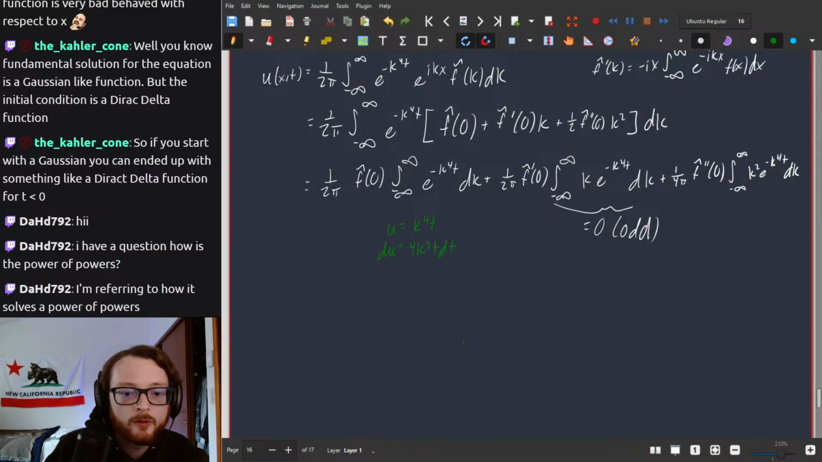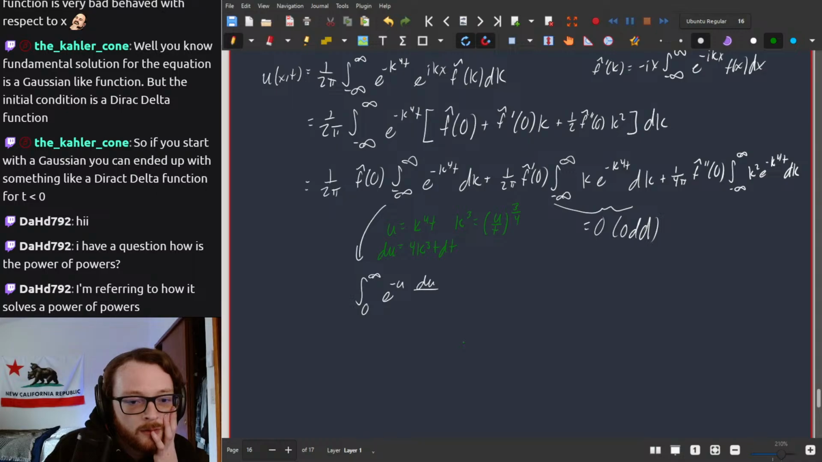4k cubed t dt. We'll just see what this u substitution gets us for the first integral. I'm going to take advantage of it being even. Ooh. U over t to the 3 over 4? It's a little ugly. That might be okay, though.